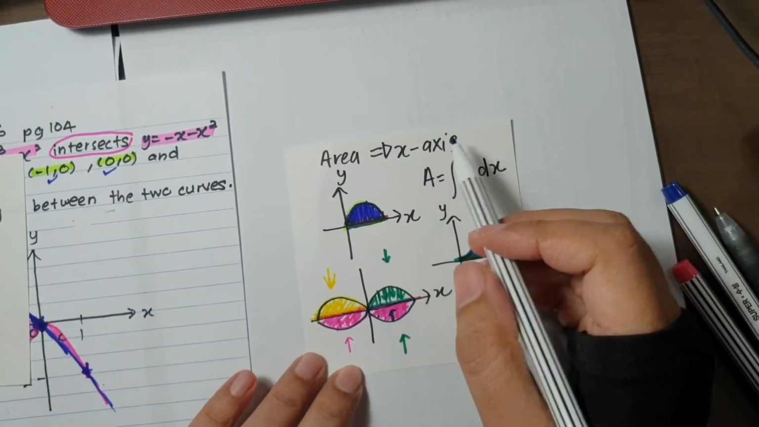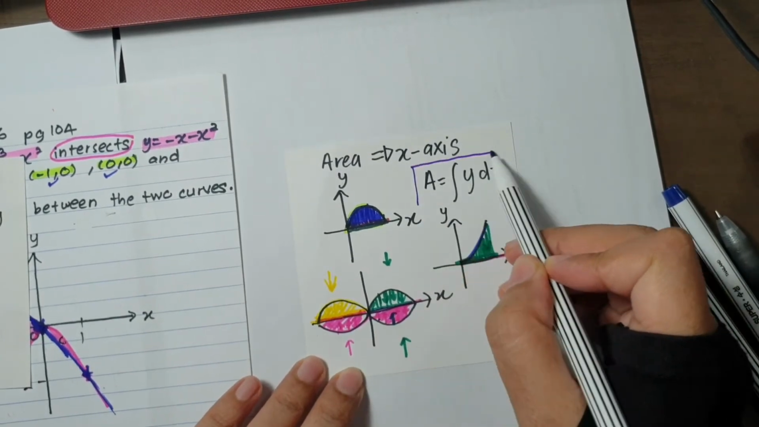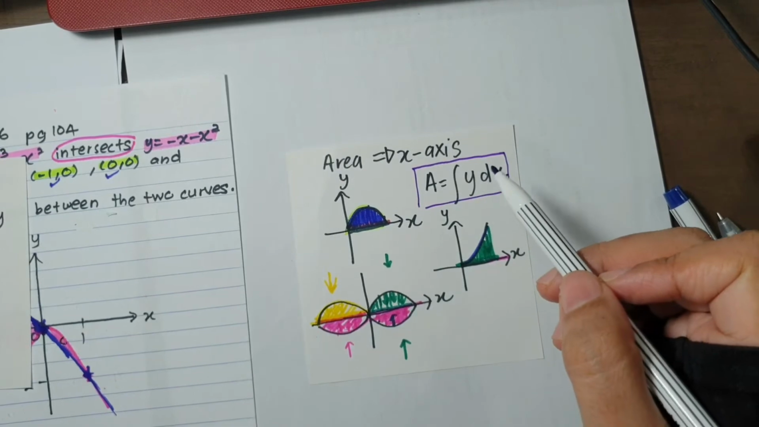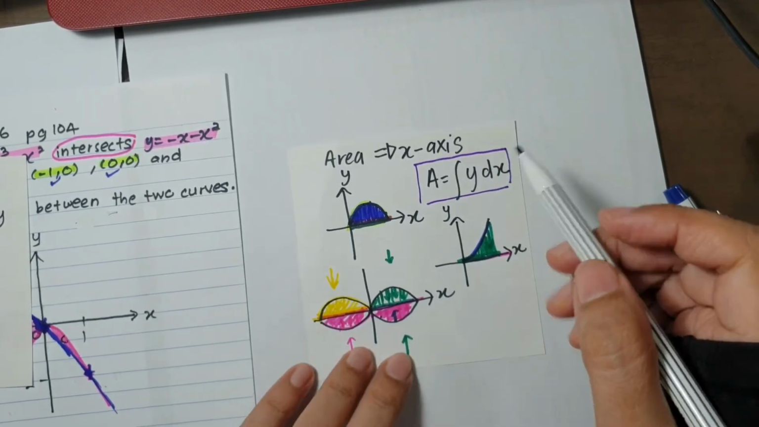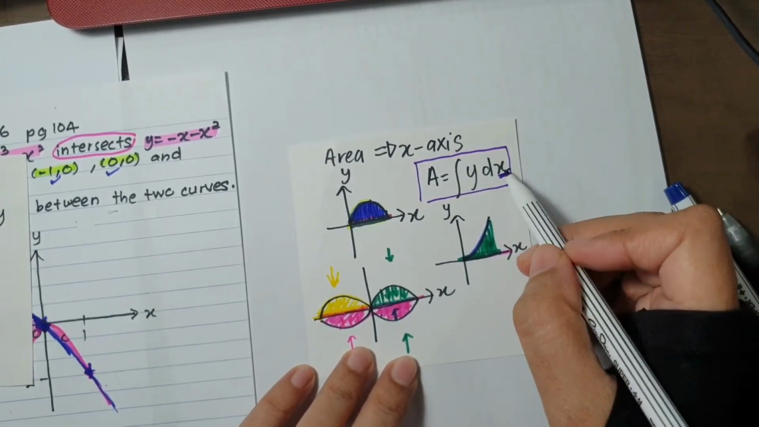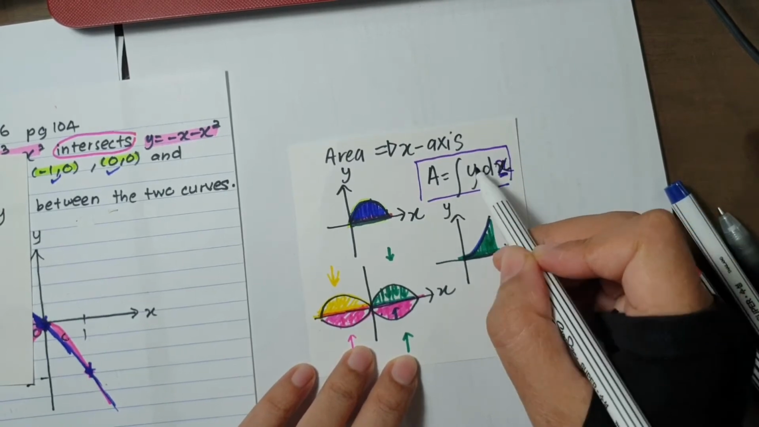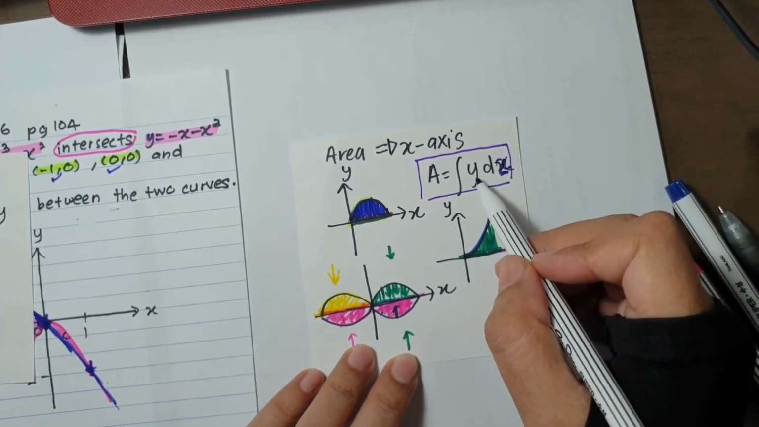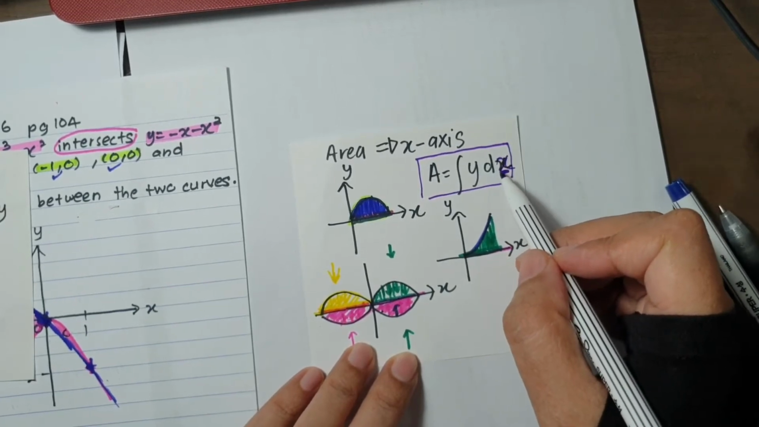So if you have area bounded by x-axis, you must make y as your subject. Why is it y as a subject? Because your function is in terms of x. So that's why here dx. Okay, kenapa dia dx? Satu, sebab your function right now is in terms of x. Once you make y as your subject, your function is in terms of x.